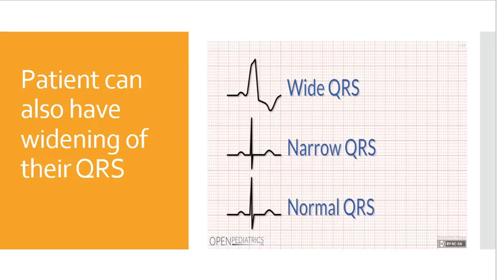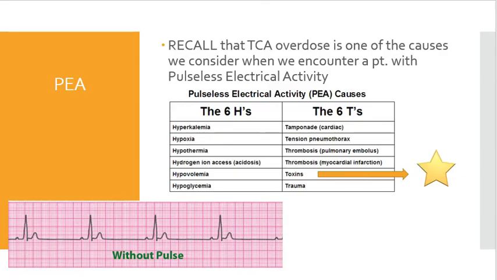PEA. Please recall, if you think about your advanced cardiac life support, that TCA overdose is one of the causes we consider when we encounter a patient with pulseless electrical activity. So this is a patient who is on the monitor, they appear to have a rhythm, but this rhythm is not generating a pulse. This is called pulseless electrical activity. Pulseless electrical activity has causes. The 6 H's and the 6 T's need to be considered. And in this case, TCA is known as a toxin and should be considered in this type of patient presentation.